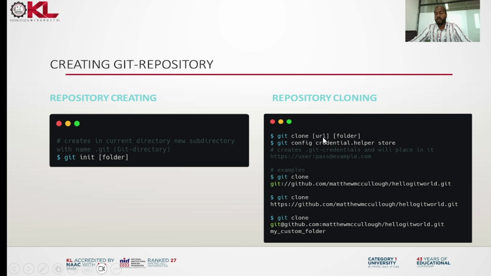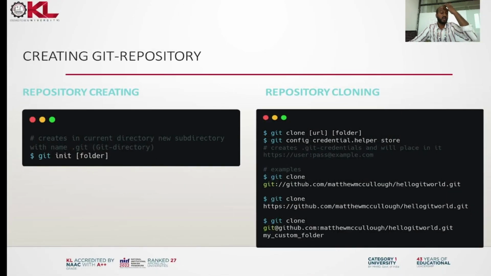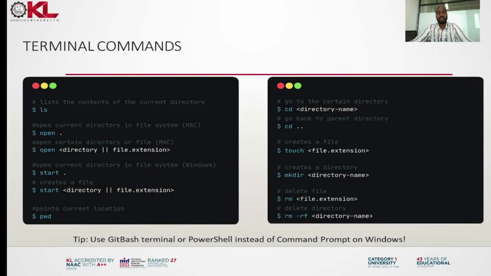Once you are done with this one, I need to clone. For that, the command is git clone, right? So these are the two things, very, very useful, right? So this is the way we can create a repository and we can clone the repository. Same slide. Sorry for repeating.